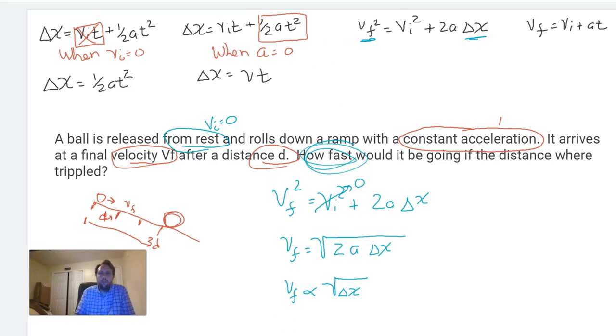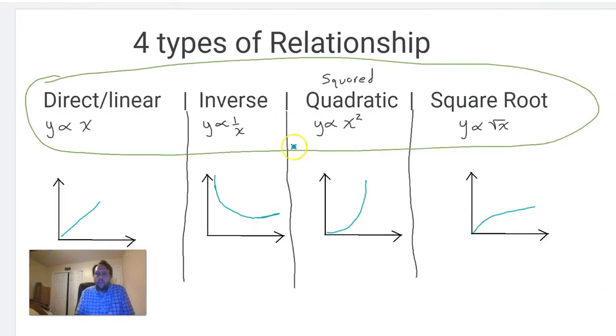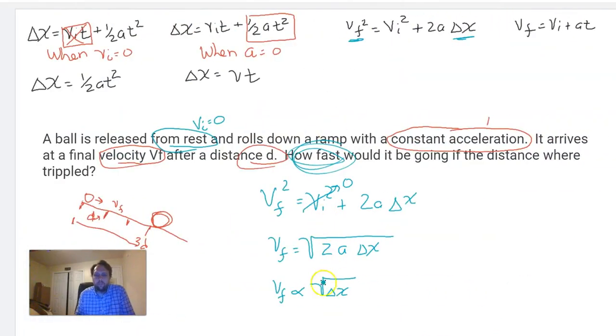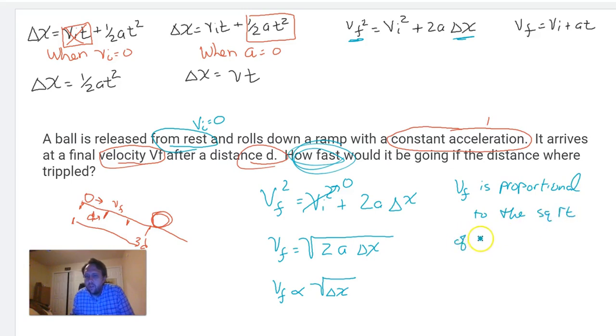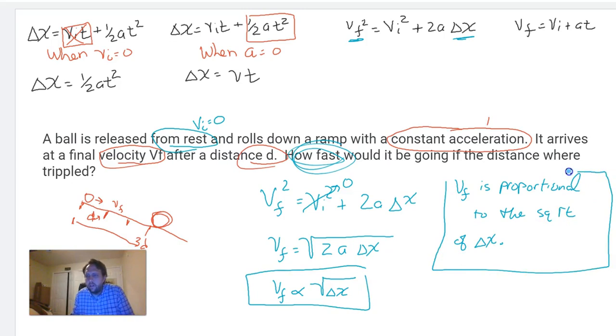What type of relationship is this? It's a square root relationship, okay? That's a square root relationship. So I can say vf is proportional to the square root of delta x. And I probably should write out square root, but I was running out of room there. All right, so those two equations are equivalent.